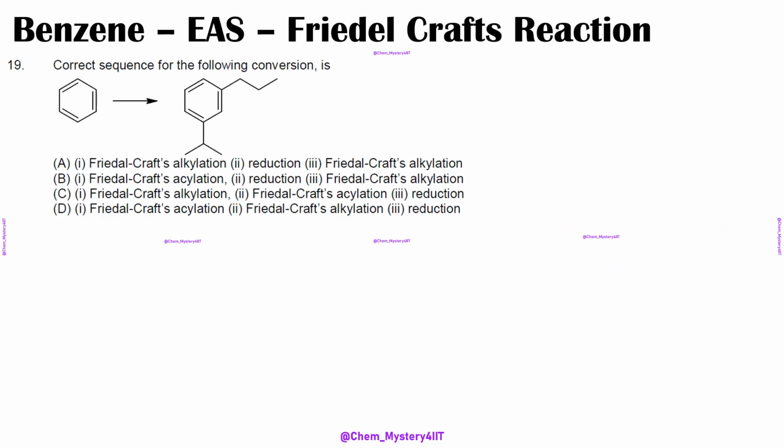Here is the question. This question is about EAS reactions of benzene, and more specifically we are talking about the Friedel-Crafts reaction. So the question was, you are starting with the benzene and we are getting 3-isopropyl n-propyl benzene. So we have these different options available. First one is Friedel-Crafts alkylation. We are doing first, then reduction, then alkylation.